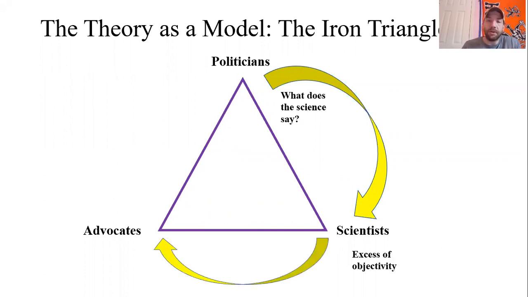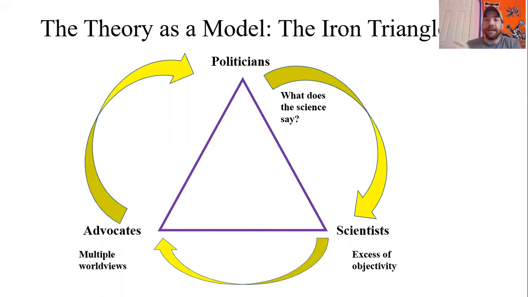What happens though? Here's the problem. Scientists produce this excess of objectivity. Okay. Now you have the advocates pushing, the special interest groups, right? The lobbyists, the NGOs, all pushing the politicians for their preferred outcome.